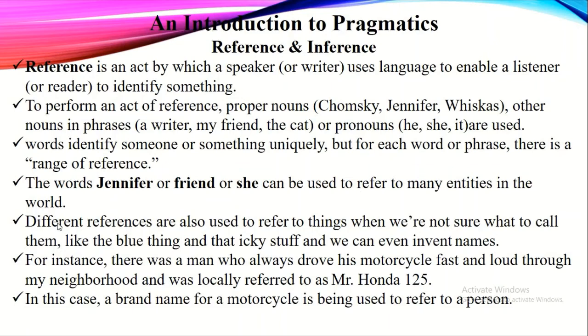Different references are also used to refer to things when we are not sure what to call them, like the blue thing and that icy kind of stuff. We can even invent names. For instance, there was a man who always drove his motorcycle fast and loud through my neighborhood and was locally referred to as Mr. Honda 125. In this case, a brand name for a motorcycle is being used to refer to a person. This is an example of reference.